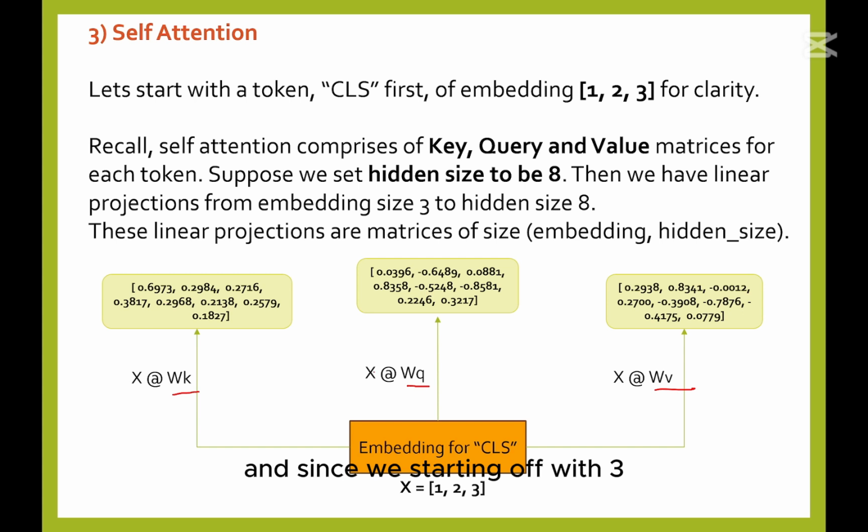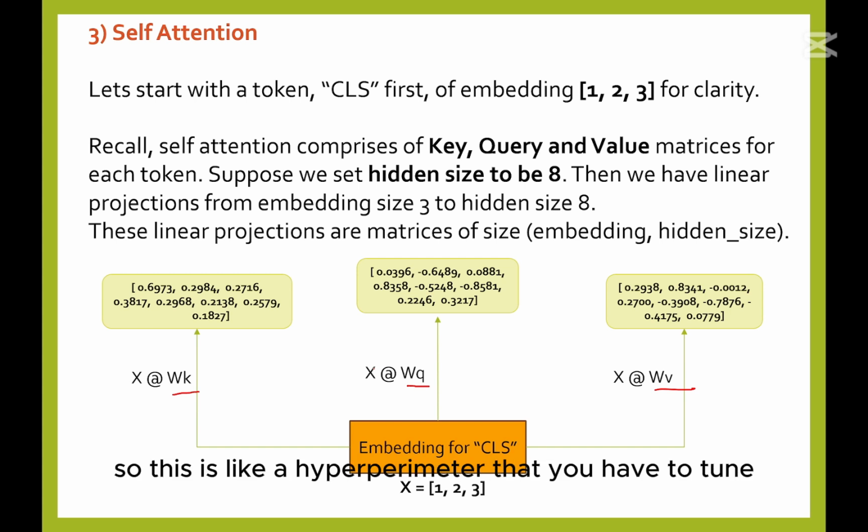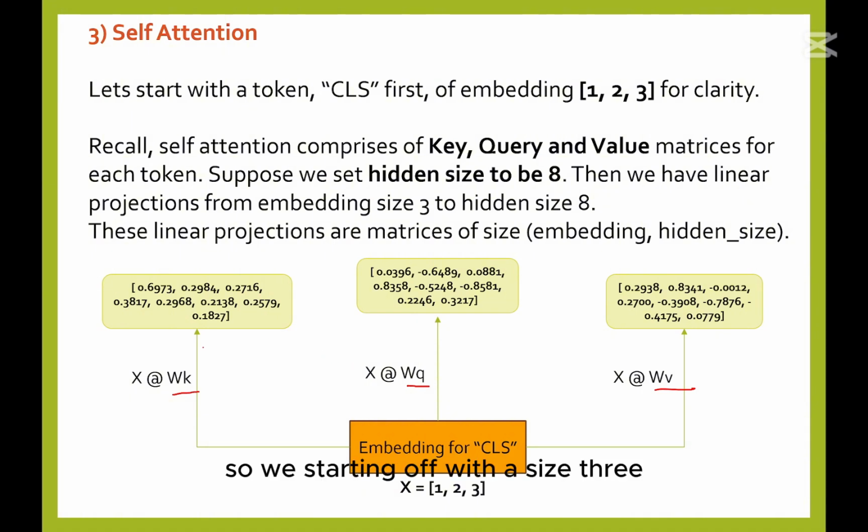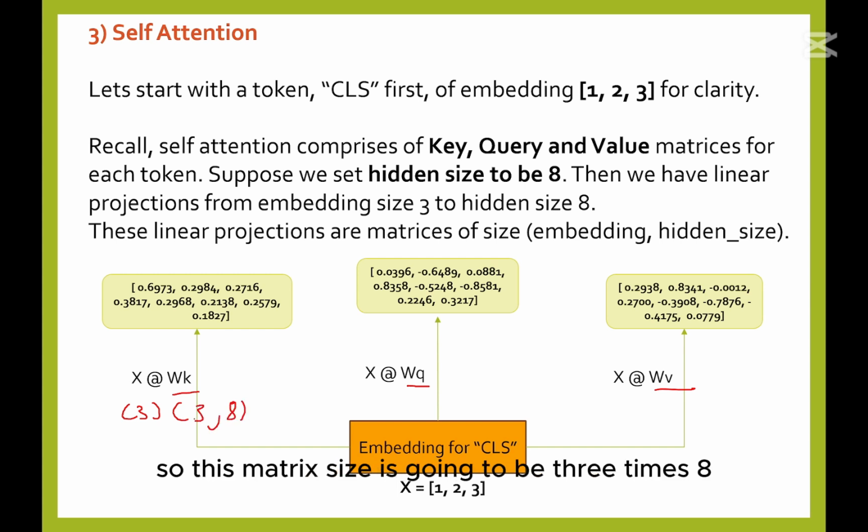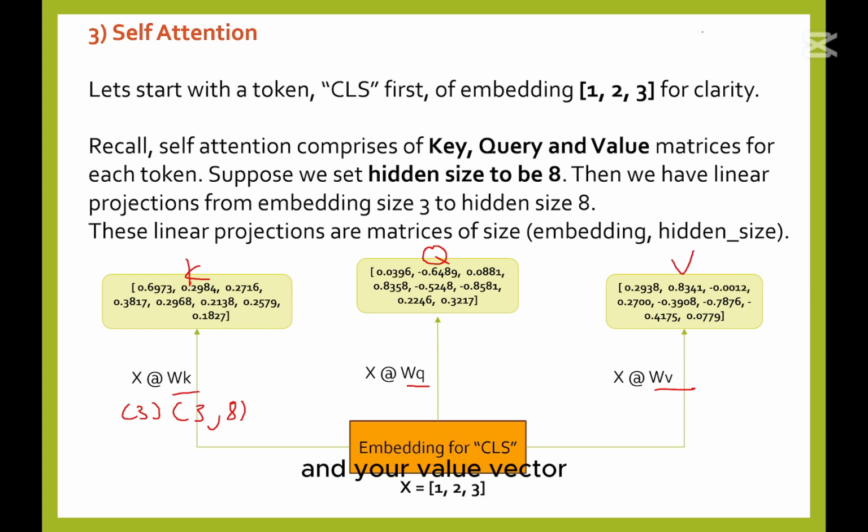Since we're starting off with size 3, we're going to project this in a linear projection to any size that you determine. This is like a hyperparameter that you have to tune. In this case, we just set it to 8 for visualization. So we're starting off with a size 3, and then we're going to multiply it by, let's say, hidden size 8. So this matrix size is going to be 3 times 8, and this is going to result in a size 8 vector. So we're going to project this size 3 embedding to a size 8 key vector here. Then you have a corresponding query vector and your value vector.